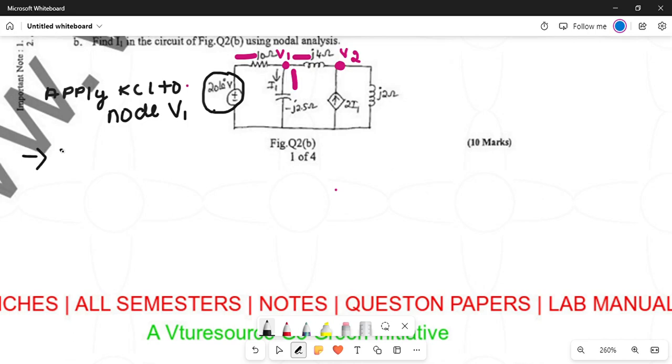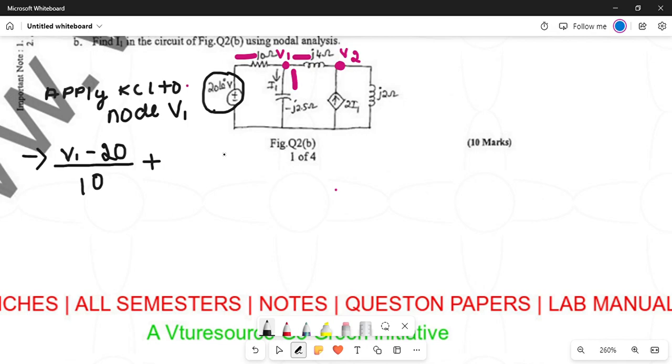So this is V1 minus 20 divided by 10, right? Yes, it is V by R. Fine, so it is plus. Here I am trying to apply two things. There are two things here.